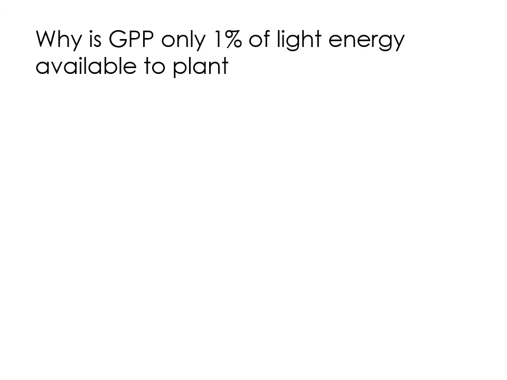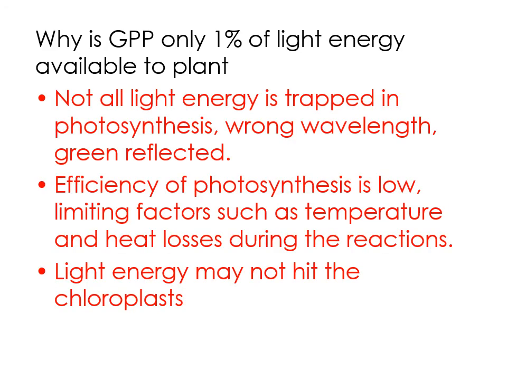Why is the GPP only 1% of light energy available to the plant? Write your ideas down. Okay, and review. Not all light energy is trapped in photosynthesis. Some's the wrong wavelength. The efficiency of photosynthesis is low because of limiting factors such as temperature. There are heat losses in the reactions as well. And light energy may not hit the chloroplast. It might be transmitted through.